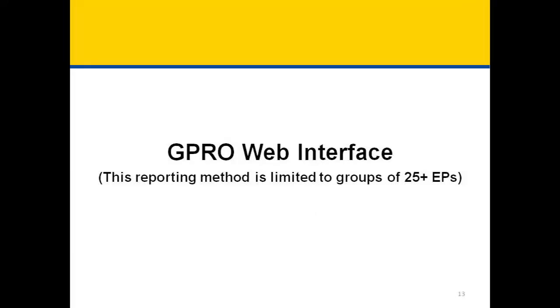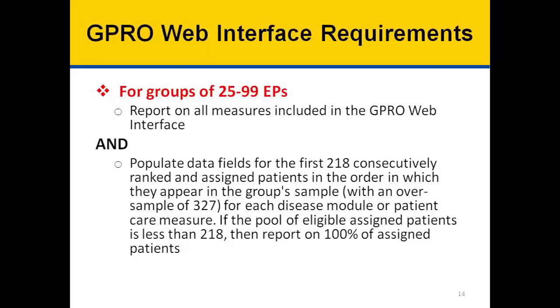GPRO Web Interface. This reporting method is limited to groups of 25 or more eligible professionals. For groups of 25 through 99 eligible professionals, you must report on all measures included in the GPRO Web Interface and populate data fields for the first 218 consecutively ranked and assigned patients in the order in which they appear in the group sample, with an oversample of 327 for each disease module or patient care measure. If the pool of eligible assigned patients is less than 218, then you must report on 100% of assigned patients.